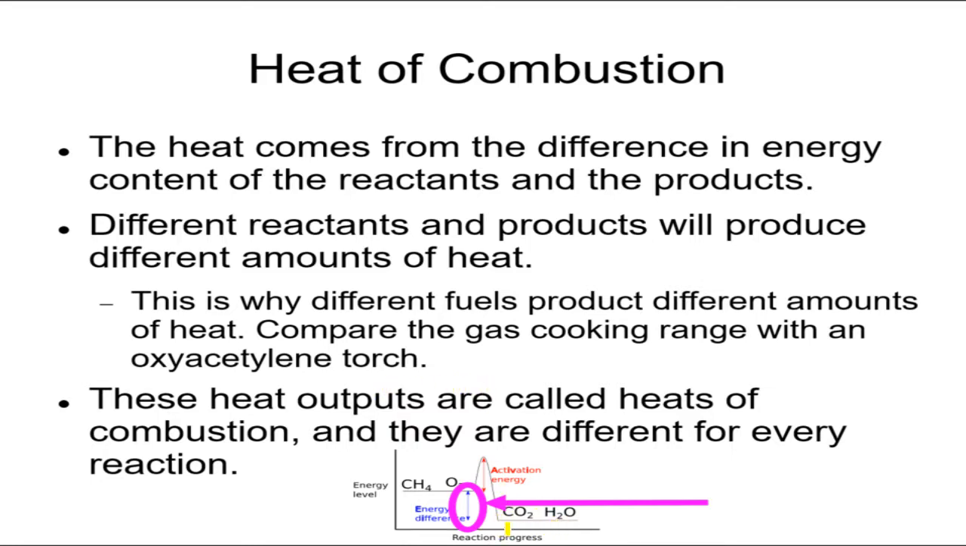The products, by the way, are always carbon dioxide and water. So the only question is, what are your reactants? Is it methane, or is it possibly acetylene here, where you have your activation energy and you zip all the way down to produce a lot of energy? These heats that it releases are heats of combustion, and every reaction can have a different heat of combustion.